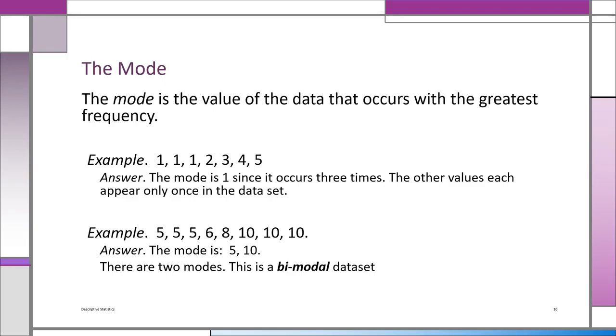Look at the next example. 5, 5, 5, 6, 8, 10, 10, 10. Now you have 2 modes. It's not impossible to have several modes. In this case, you have 2 modes, the 5 and the 10, because they each showed up 3 times. And we call that a bimodal, 2 modes, data set.